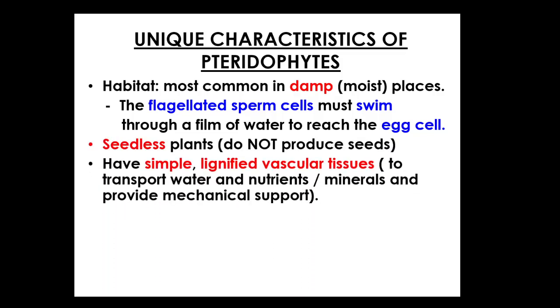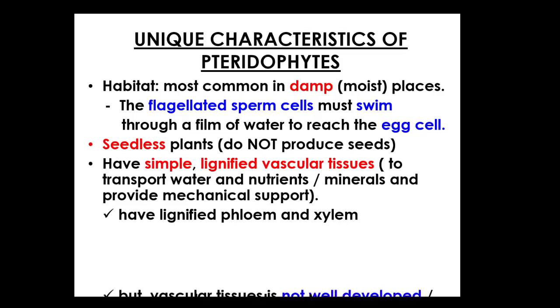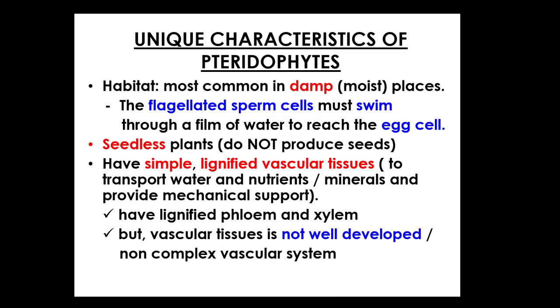They have simple lignified vascular tissues to transport water, nutrients and minerals, and also to provide mechanical support. So remember, Pteridophytes have simple, lignified vascular tissues. This means their phloem and xylem have lignin in the cell walls. But their vascular tissues are not well developed, so it's not a complex vascular system. It's quite simple compared to those of gymnosperms and angiosperms.